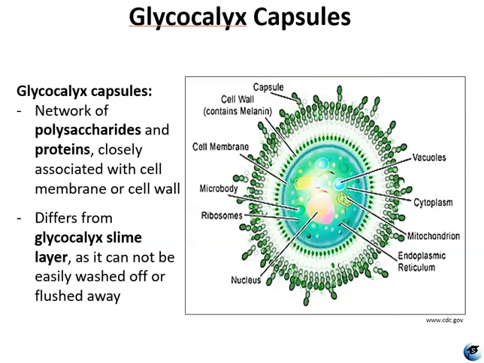Capsules are going to be the next structure we're looking at. Glycocalyx capsules are a network of polysaccharides and proteins, and they are closely associated with the cell membrane or the cell wall. Glycocalyx capsules are different from glycocalyx slime because a slime layer can be easily washed away, whereas capsules cannot. Capsules are really quite sticky.